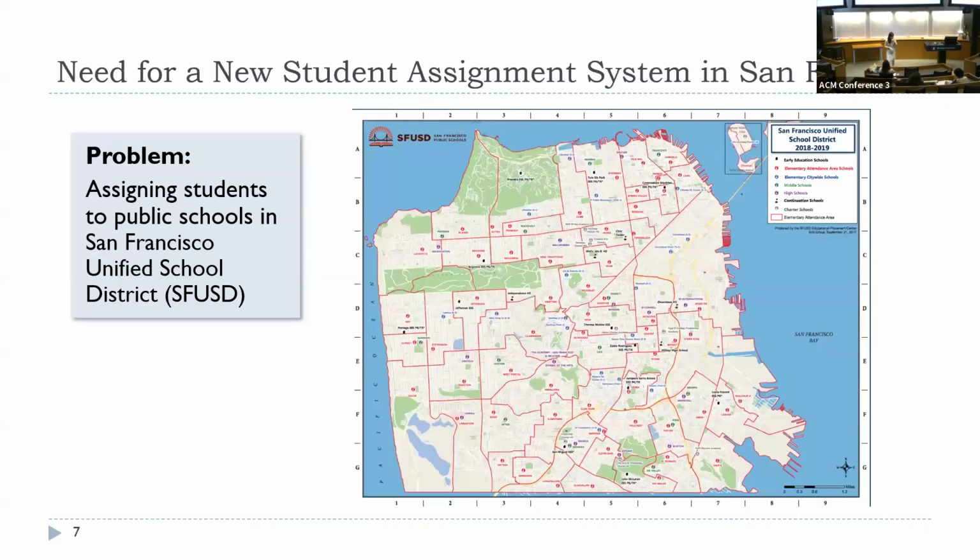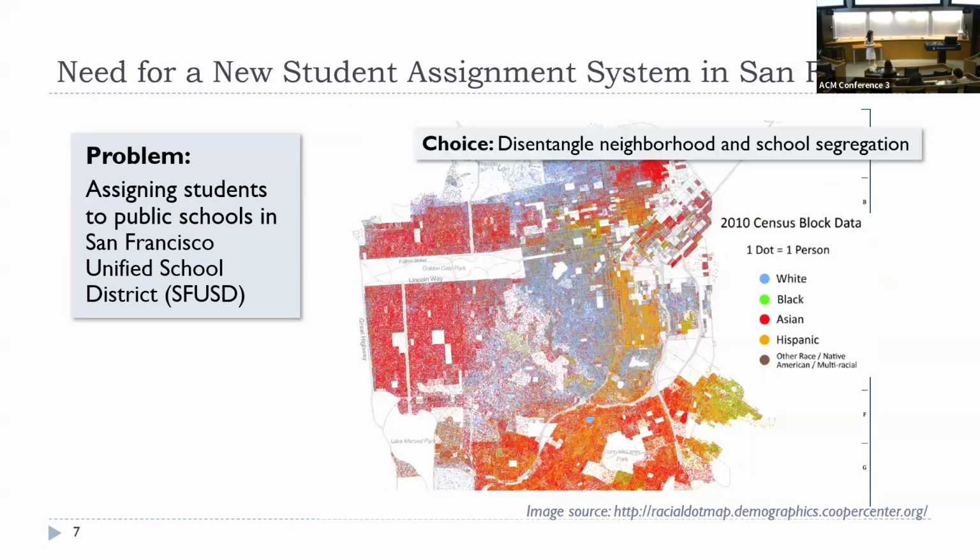And in particular, one district that is facing this problem is the San Francisco Unified School District, or SFUSD. I have a picture of the school district here for you. And San Francisco has been faced with issues of segregated schools for quite a long time. In fact, right now, they currently use a school choice system with all of its deferred acceptance and matching algorithms to try to address segregated schools. The idea is that if you give people choice across all of the schools in the district, then maybe they don't have to just go to the school that they live close to, and then we can disentangle neighborhood and school segregation.